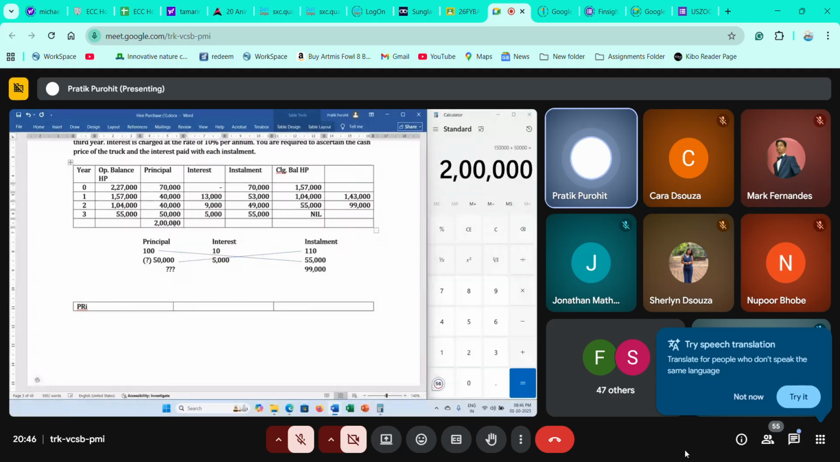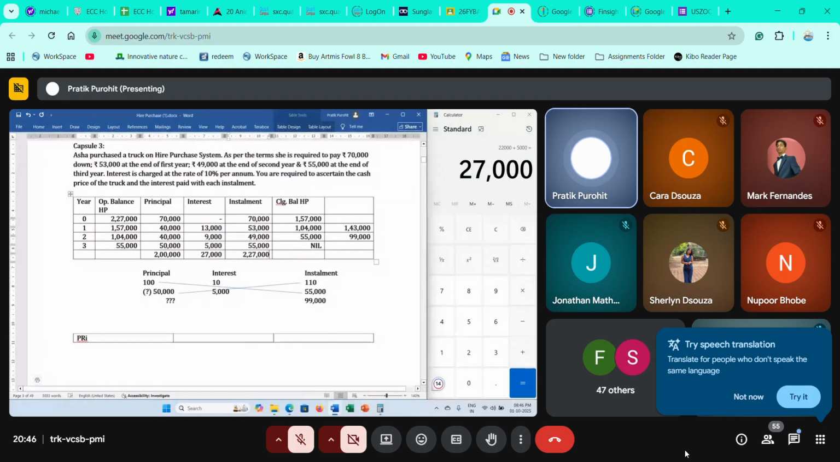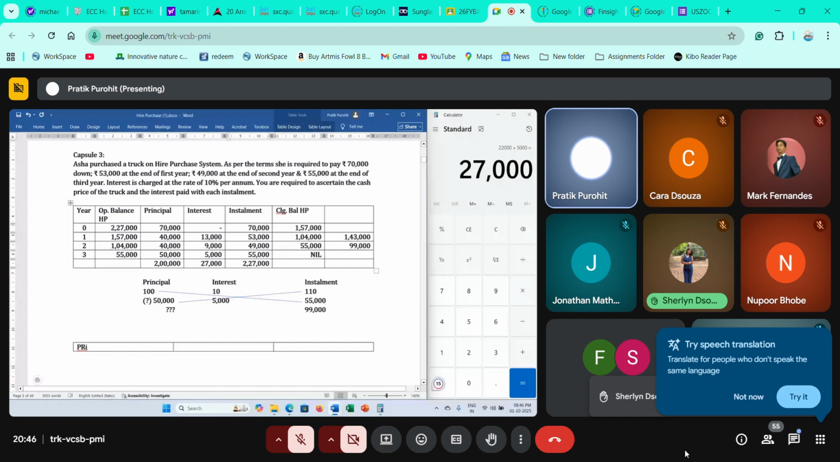2 lakh is your cash price. Interest total 13,000, 9,000, 5,000, 27,000 is your interest, and hire purchase price is 2,27,000. Is it clear now?